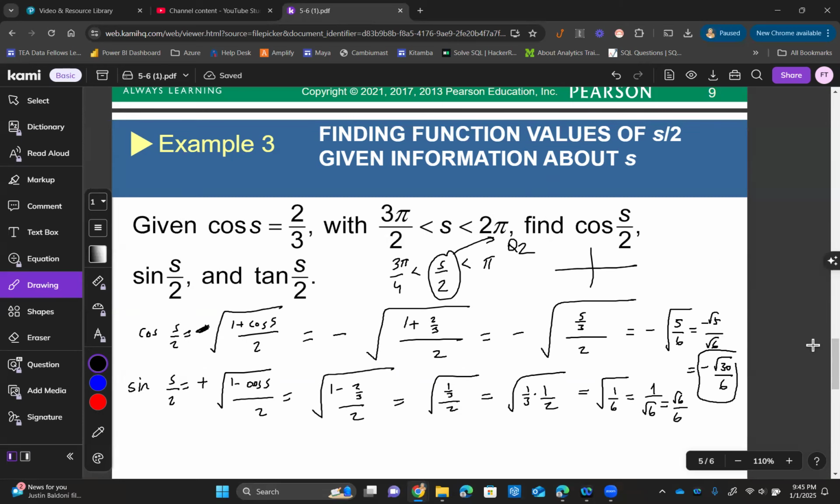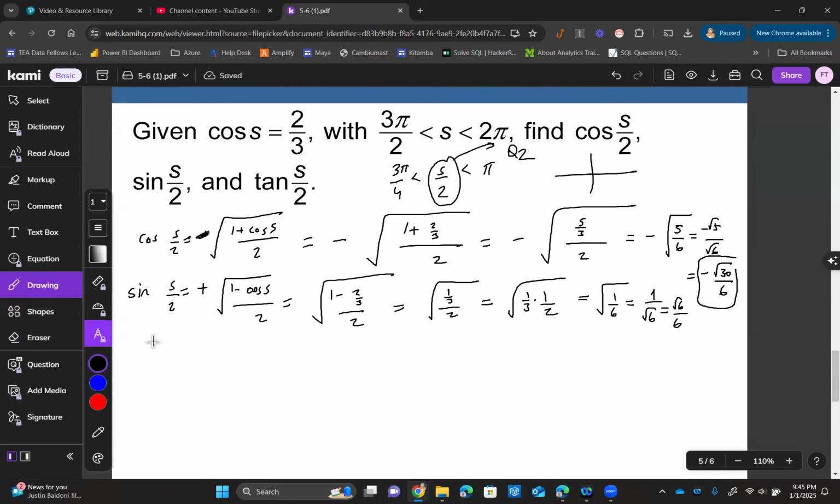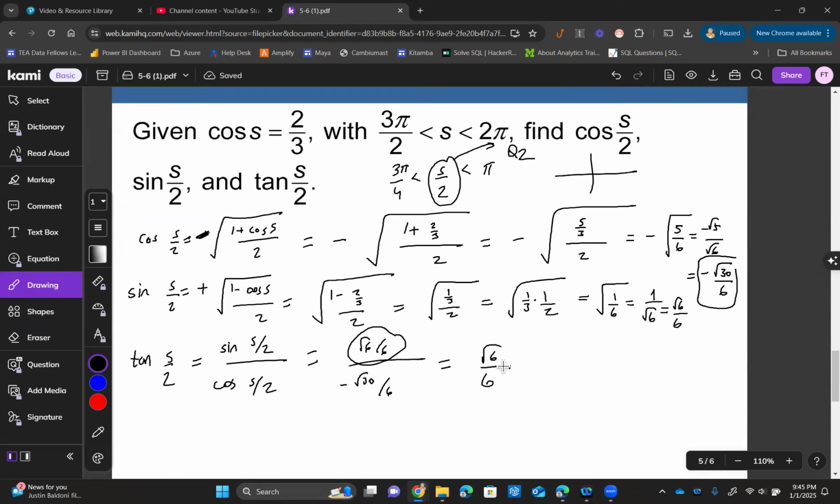Now for tangent of S over 2, my work is a little easier because tangent value of any angle is always its sine value divided by its cosine value, right? And the sine of S over 2, we got it here as root 6 over 6. And for cosine S over 2, we got negative root 30 over 6. So when I'm dividing these two fractions, I can copy the first one and multiply it by the reciprocal of the denominator. So these two will cancel out. And positive divided by negative is just negative.